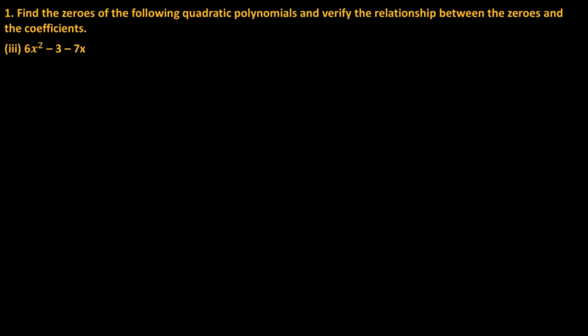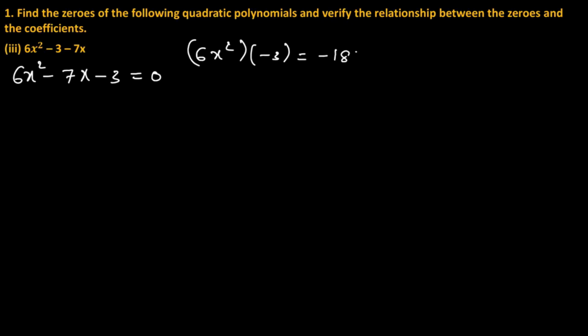Next question. 6x square minus 3 minus 7x. Let us write it in the order: 6x square minus 7x minus 3 is equal to 0. Let us multiply. 6x square into minus 3 results in minus 18x square.